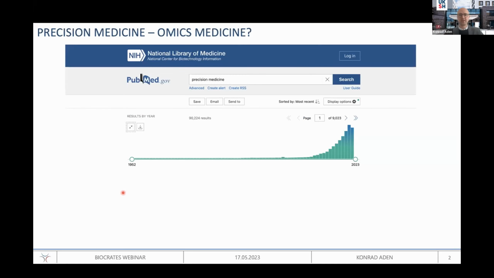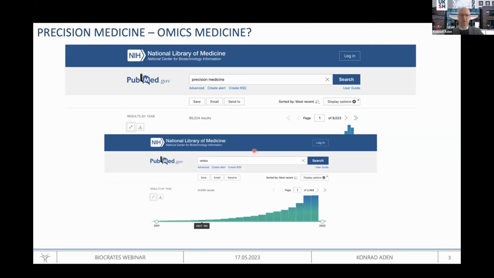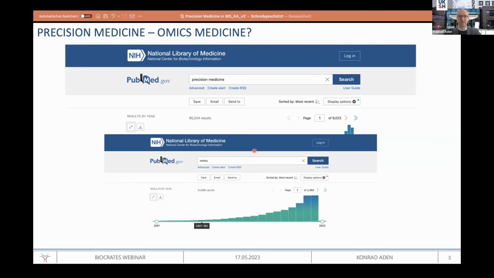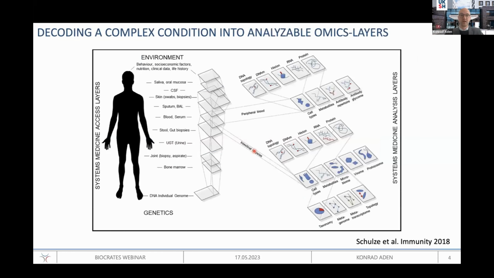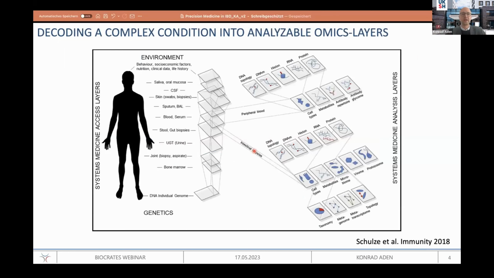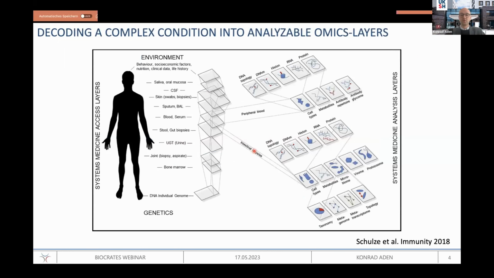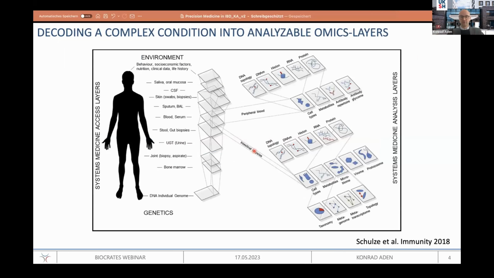If we talk about precision medicine, we very quickly come to the term omics medicine. So we're trying to delineate the complex pathophysiology using different techniques to understand what's really going on. You can also see this by the PubMed entries: if you look at precision medicine or omics, you see that the number of entries is constantly rising, indicating that we need a very complex picture to understand these complex diseases. And if you want to delineate a complex disease, you have to look at it from two different dimensions.